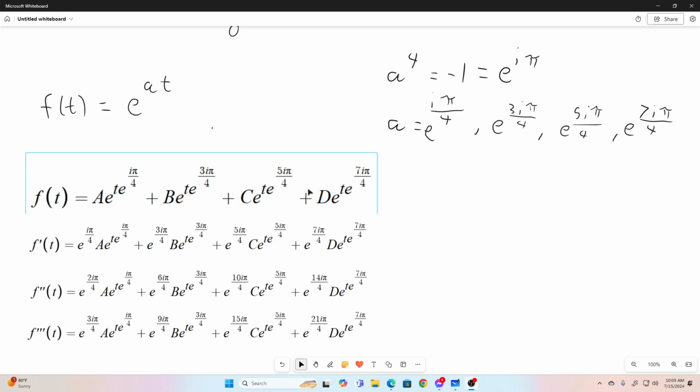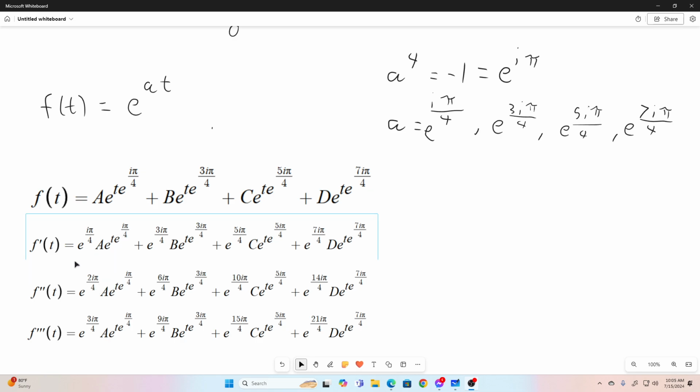And if we take the first derivative, you can see that we'll recover the a times e to the t times e to the I pi over 4 times the derivative with respect to t of t times e to the I pi over 4. So we'll just recover a constant multiple of e to the I pi over 4. Likewise with this, all that happens is we multiply the thing by 3I pi over 4. For this one, it's 5I pi over 4. And for this one, it's 7I pi over 4.